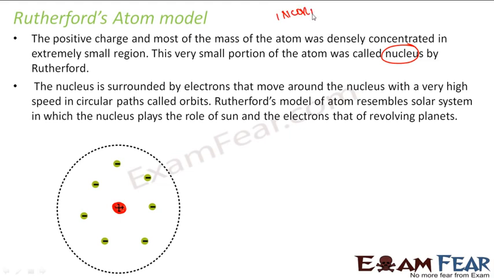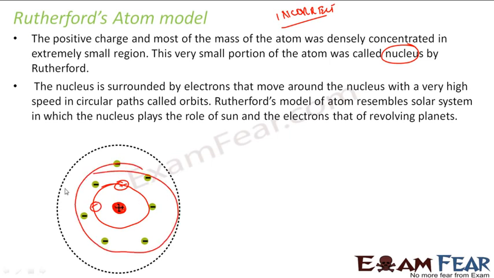I'll tell you, the electron part here is incorrect. He told that the electron moves around in a circular orbit. There are so many orbits, he told. And he told this is similar to our solar system. We have a sun and so many orbits, and all these planets move around, right? Similar to that, he told, we have our atom model.